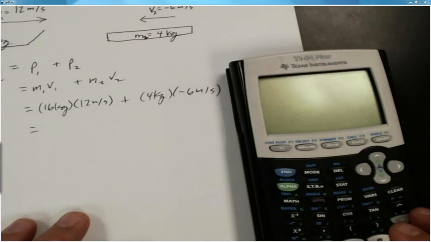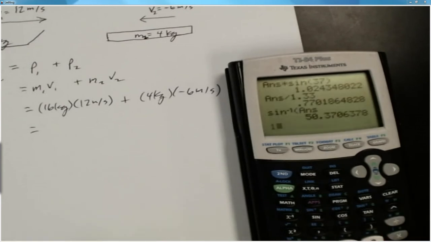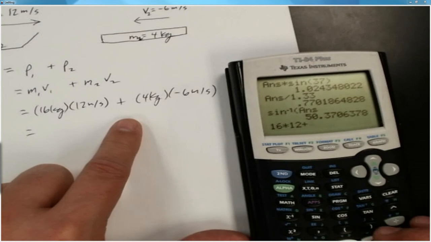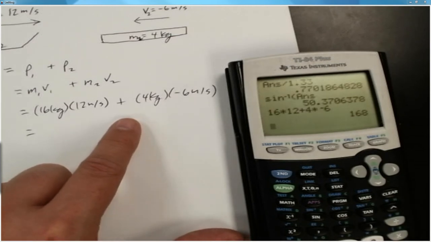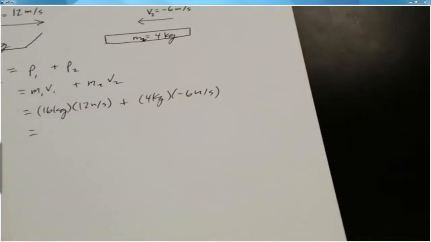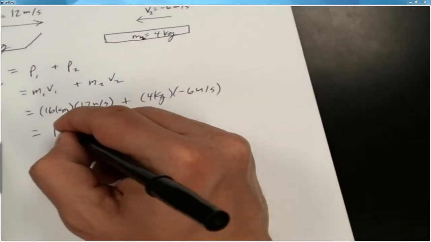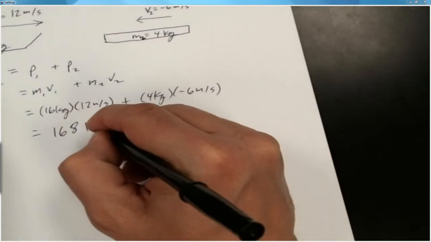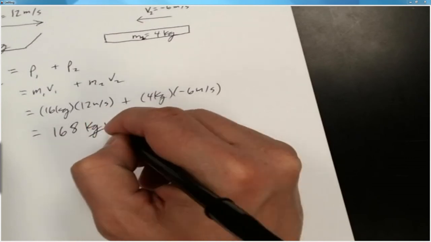So 16 times 12 plus 4 times negative 6. Yeah, that's 168. So that is 168 kilogram meters per second.